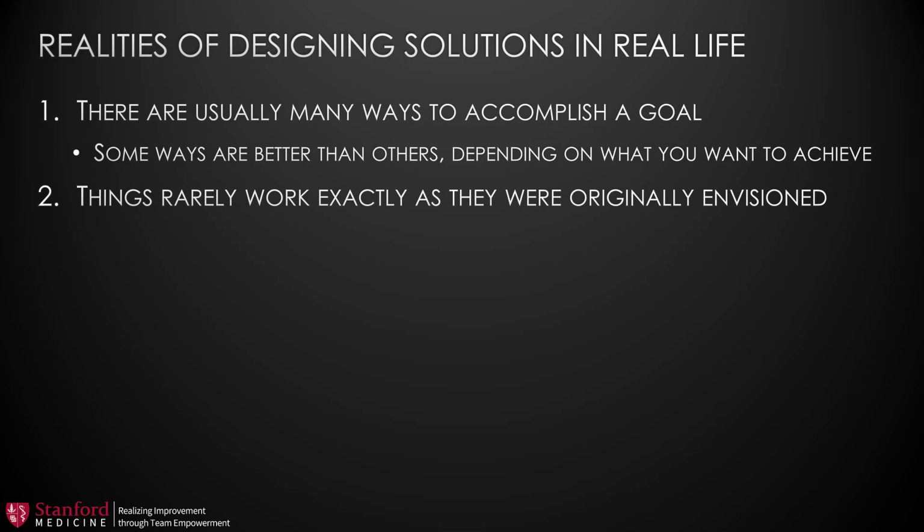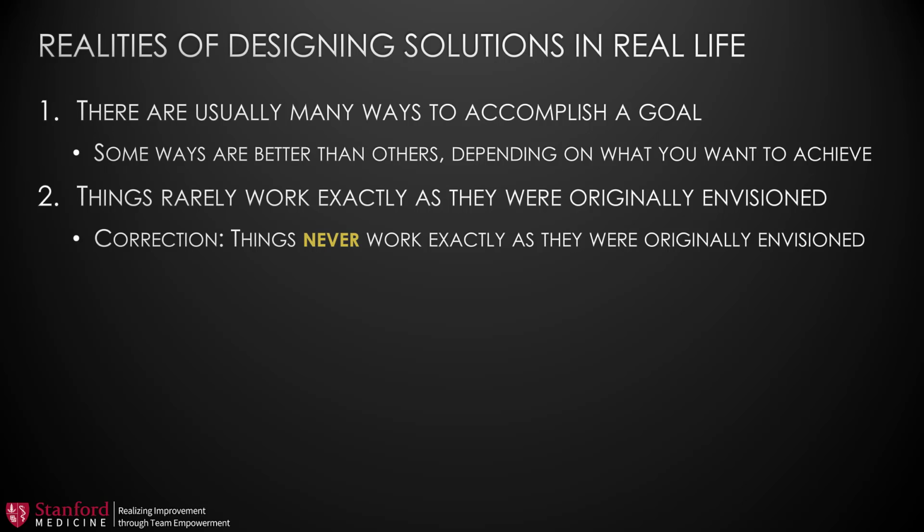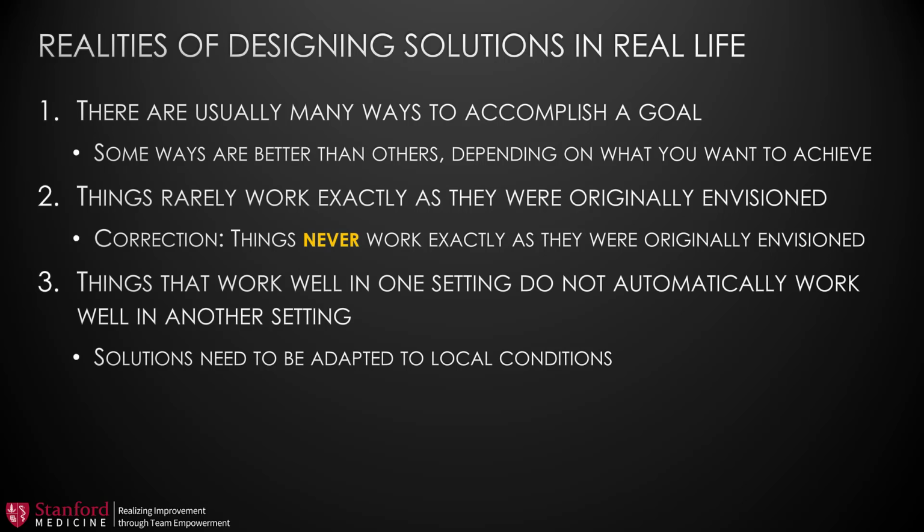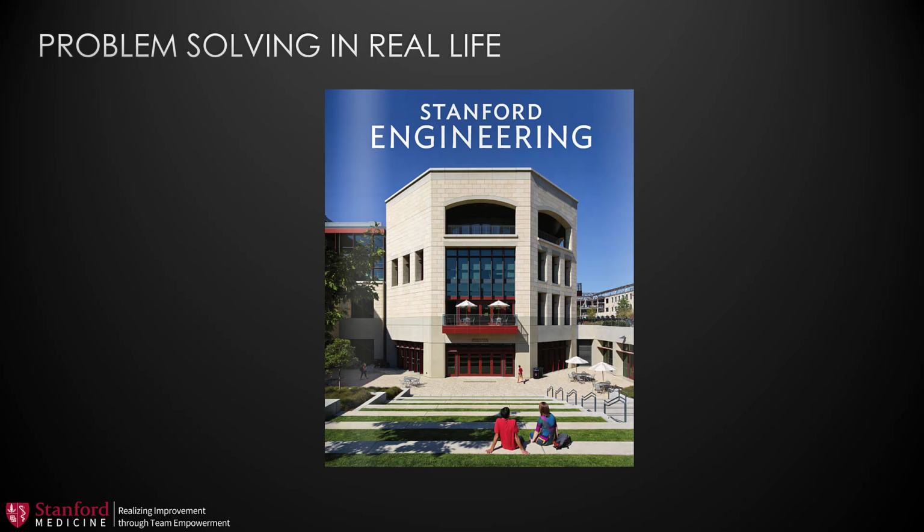Second, things rarely work in real life exactly as they were originally envisioned. Actually, that's not quite right, so let me correct that. Things never work exactly as they were originally envisioned. Third, things that work well in one setting do not automatically work well in another setting. Therefore, even solutions that have been shown to work elsewhere usually have to be adapted to local conditions. So what do you call the discipline of designing solutions that work in the real world? That's engineering. That means you're going to need to be able to solve problems like an engineer, which means you'll need to be able to think like an engineer.